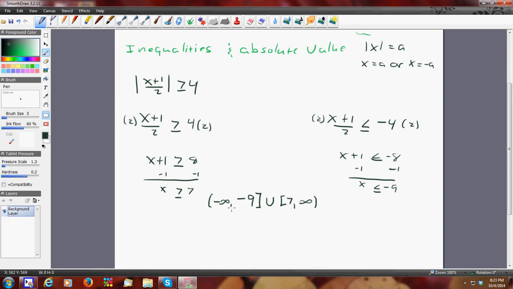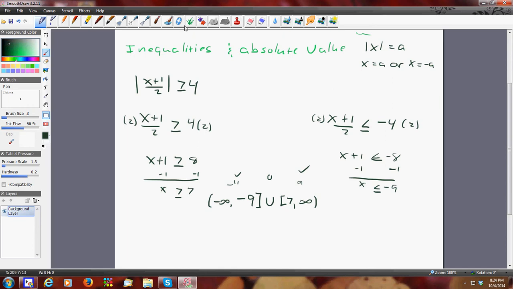If I plugged in a negative 11, and that would fit here, I'd get negative 10 divided by 2, which would give me a negative 5, but it's the absolute value of negative 5, which is positive 5, which is greater than or equal to 4, and so that works. 0 should not work. So plug in a 0, you get 1/2, and 1/2 is not greater than or equal to 4, so that's true. And then I plug in, let's say, 9. You get 9 plus 1 is 10, divided by 2 is 5. 5 is greater than 4, so that works. So that's it. Absolute values, super easy.